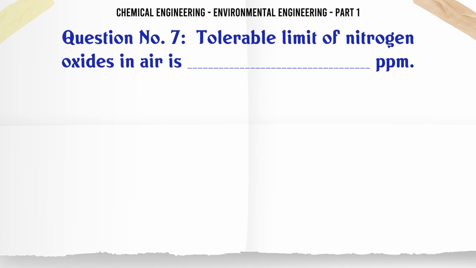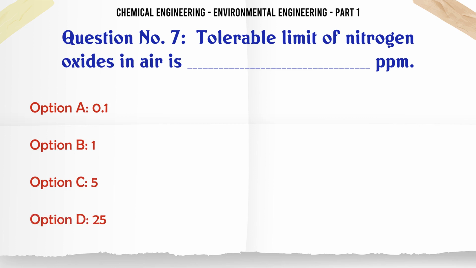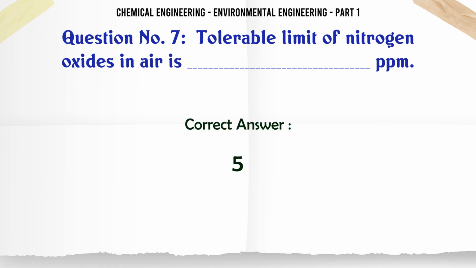Tolerable limit of nitrogen oxides in air is _____ ppm. A. 0.1. B. 1. C. 5. D. 25. The correct answer is 5.